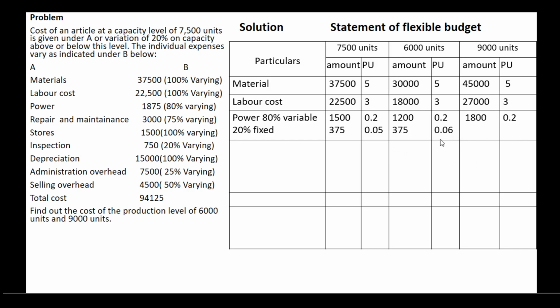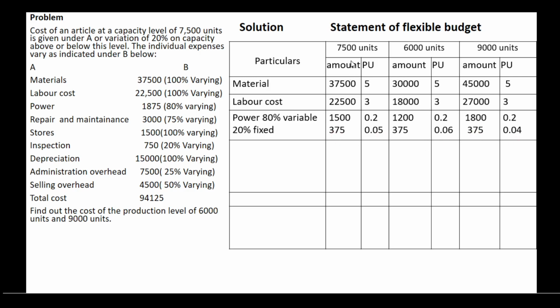So here the fixed. So fixed, what happens is the amount is always constant. There are no changes in the amount. But here what changes is the cost per unit. So the amount is constant, 375, 375 and 375. But the cost per unit is variable.